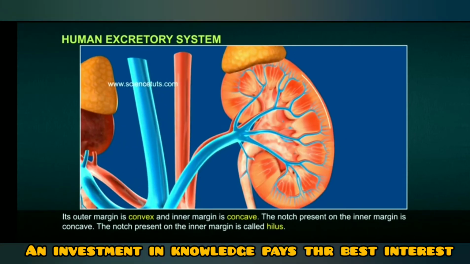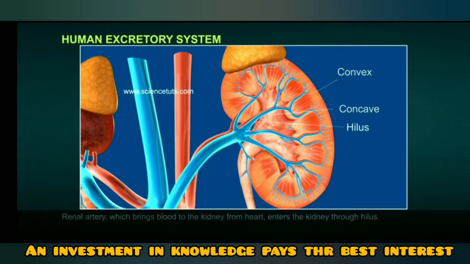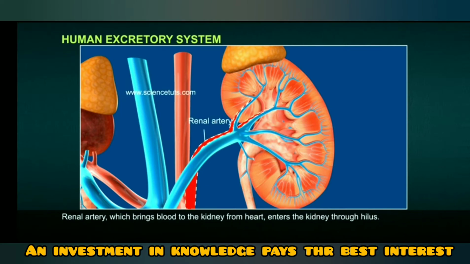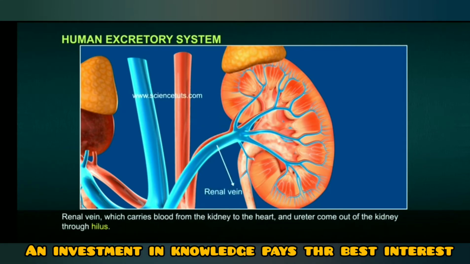Its outer margin is convex and inner margin is concave. The notch present on the inner margin is called hilus. Renal artery, which brings blood to the kidney from the heart, enters the kidney through the hilus. Renal vein, which carries blood from the kidney to the heart, and ureter come out of the kidney through the hilus.